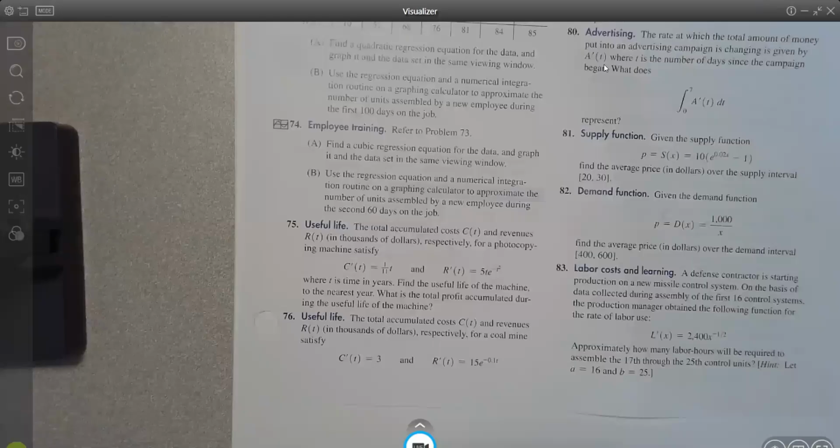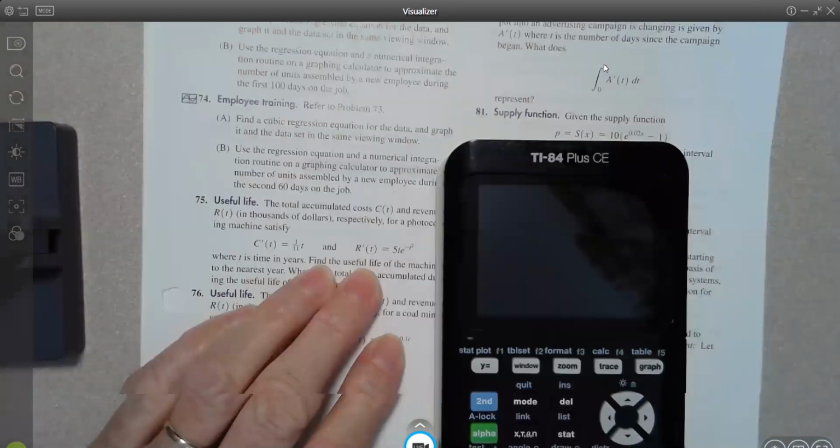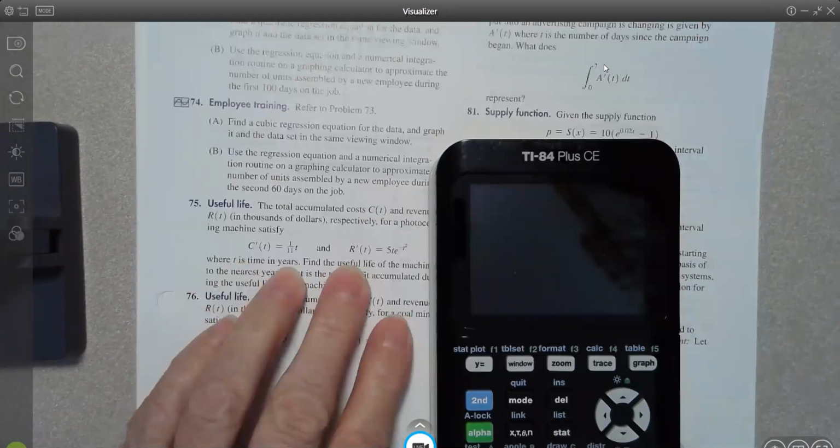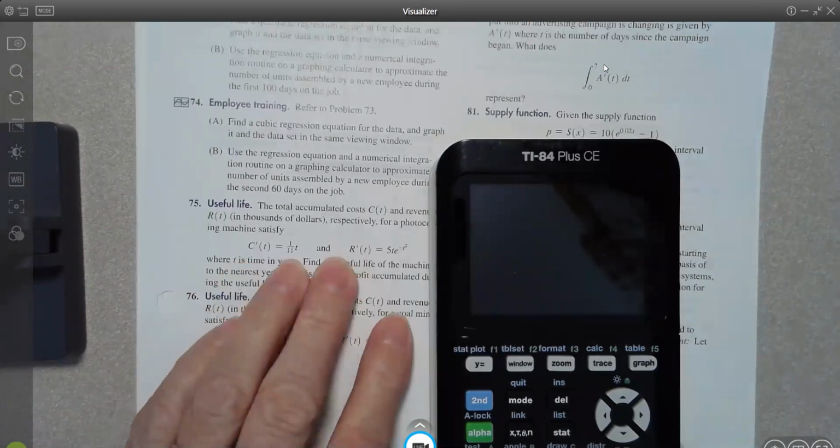Okay, so in order for me to find the useful life, I would use my calculator and find where these two are equivalent, because at that point, when revenue equals cost, that would be the end of the useful life, because after that, cost would exceed the revenue. So let me go to y equals.